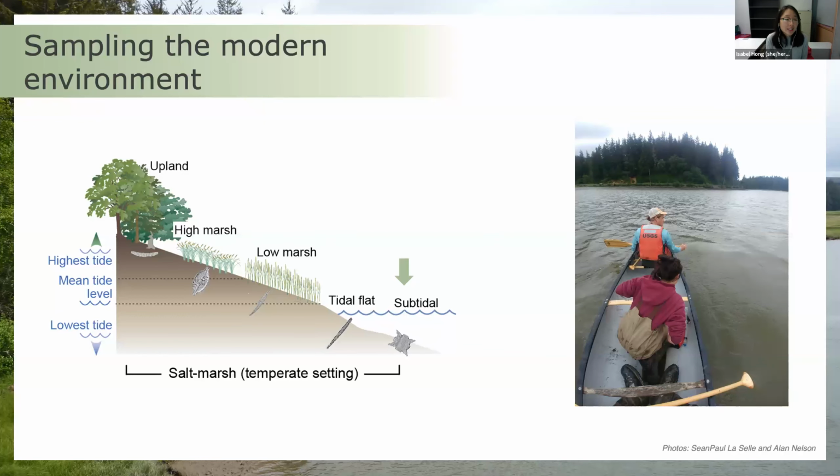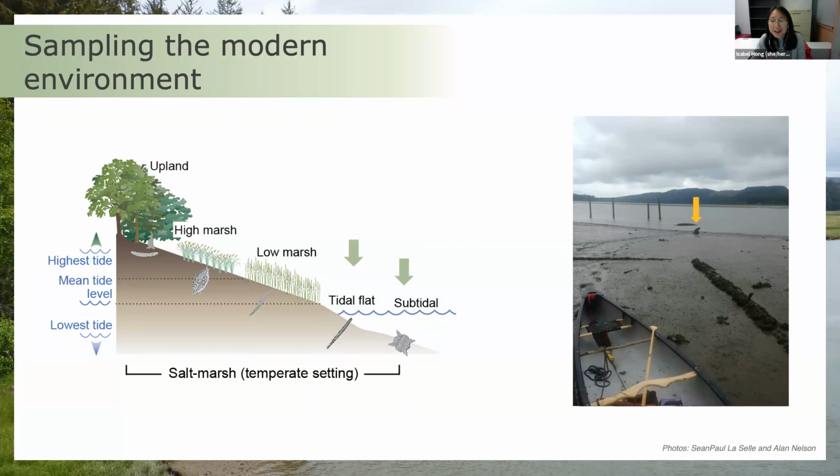So ideally what we would see in our sampling in the subtidal environment, here you see a picture of us out in a canoe using a grab sampler to try and capture all the diatoms that we could find in the subtidal environment. And then sampling in the tidal flat involved getting waders on and doing our best to wade out as low as possible and far out as possible to collect samples.